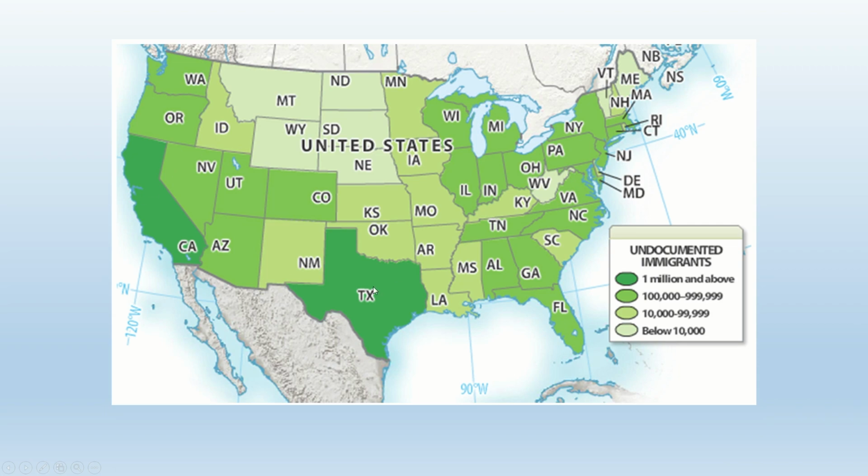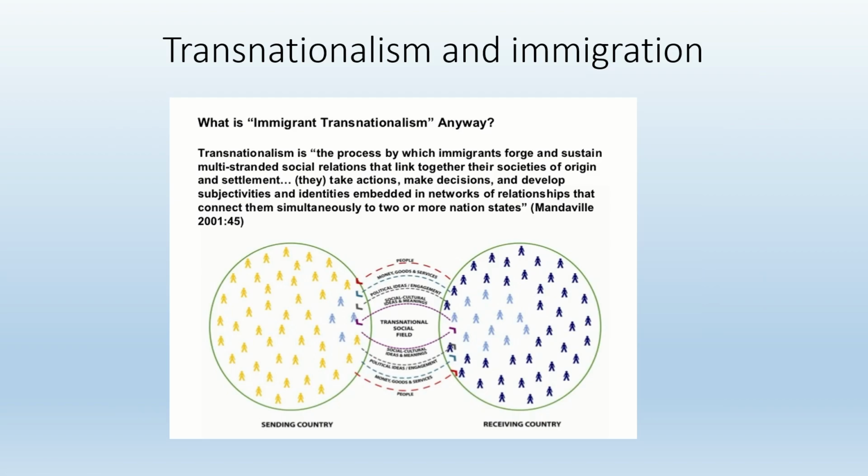Undocumented immigrants live primarily along the border, but they're found everywhere. And as these states become more strict in terms of their policies, it's very easy for the undocumented just to travel to other parts of the country, which they have done. Even in places where you wouldn't think there were many, like Iowa and Minnesota and places like that, you see significant populations now of undocumented immigrants.